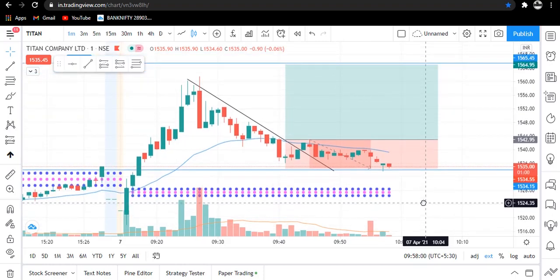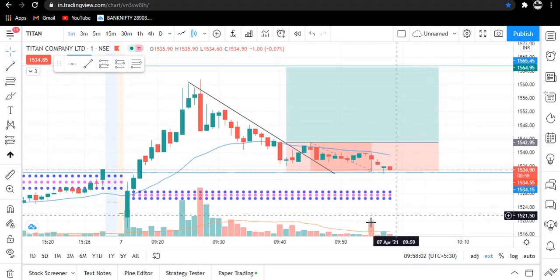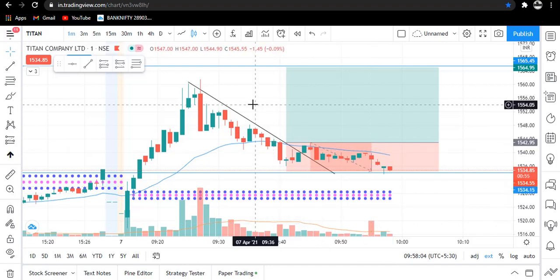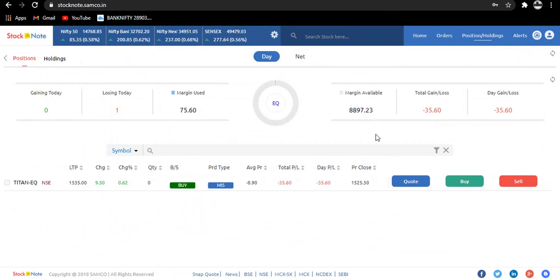We made a small loss, so let me show you the terminal on which I trade. Okay, so here it is. Our total loss today is 35.60 paise. Okay traders, totally fine, no problem. It is a very small loss, we are following our money management and it is a part of trading.